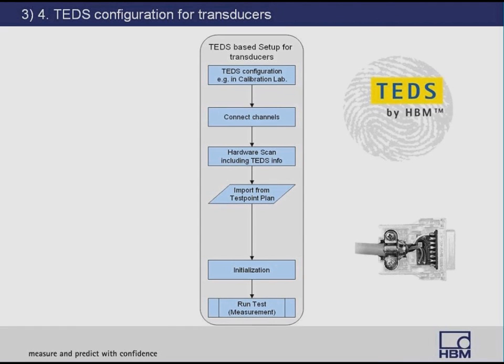The fourth option is the TEDS configuration for transducers. You can store already information in a transducer electronic data sheet. This can already be done, for example, in a calibration laboratory. The scaling information, the validation date, for example, for the calibration can be stored in that TEDS information. Once you connect your transducer to your data acquisition system, the information is read out automatically, and the channel is set up according to the settings of the TEDS.